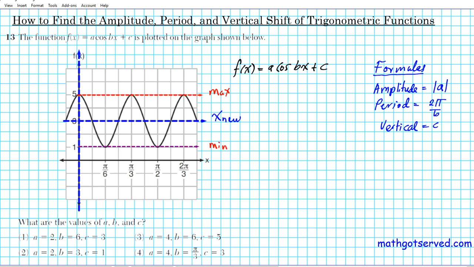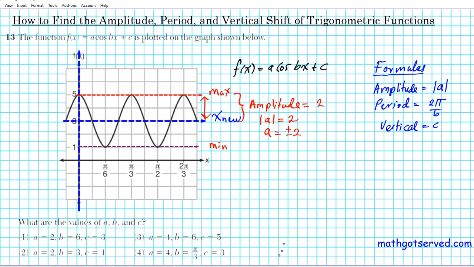So if you want to find what the amplitude is, all you look for is the distance between the maximum and the minimum. What's the separation? If you count it, it's 1, 2. So your amplitude is going to be 2. So the absolute value of A is going to be 2. Okay? Now, basically A is going to be plus or minus 2. How do we know what A is if it's plus or minus 2?